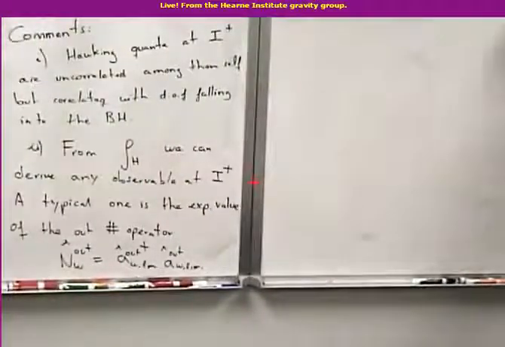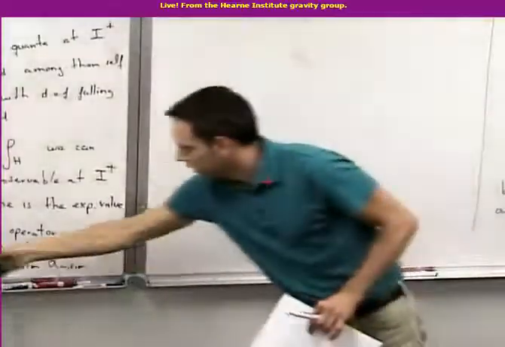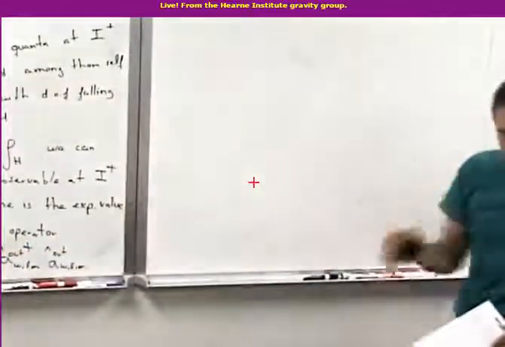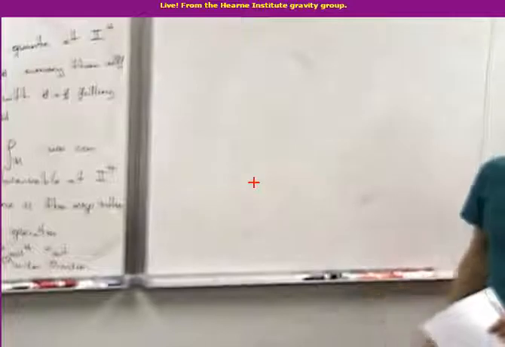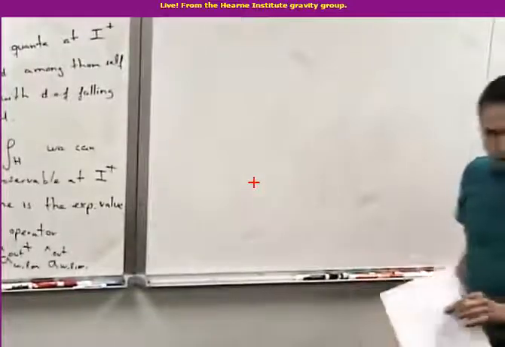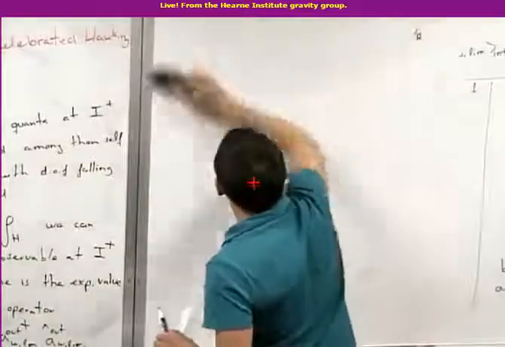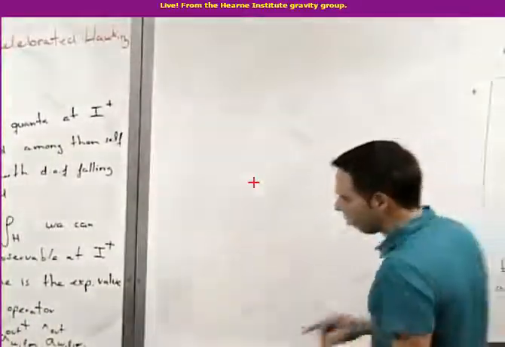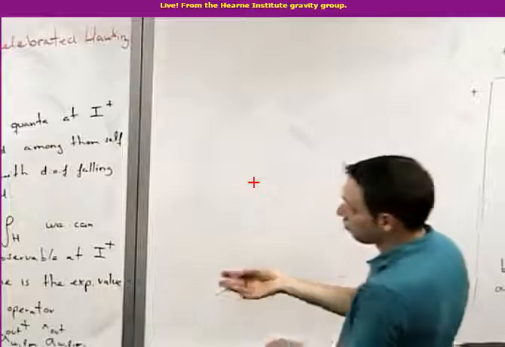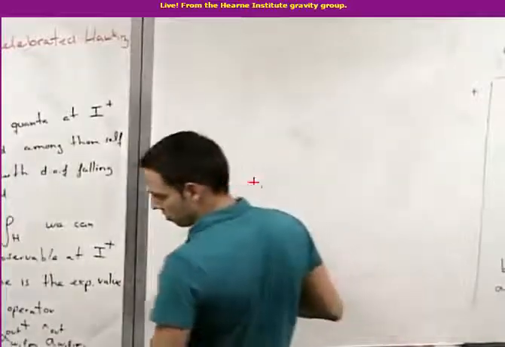Hawking didn't obtain this expression in this way. Hawking just obtained the expectation value of that number operator. And one year later, I think Wald and Parker independently obtained something like that. So we have to compute that expectation value. Let me just compute it from rho.